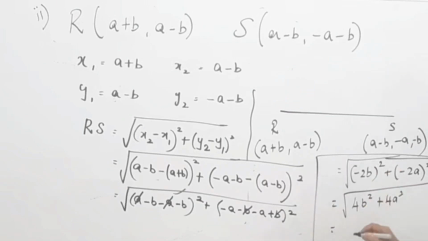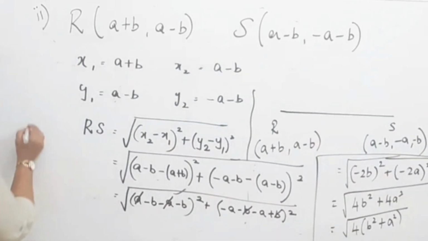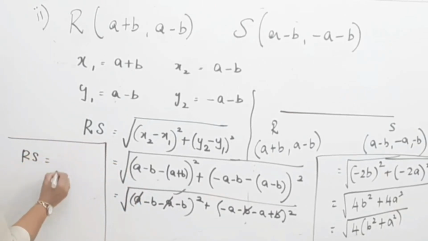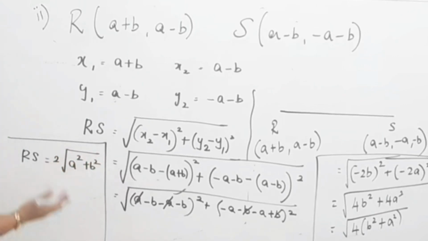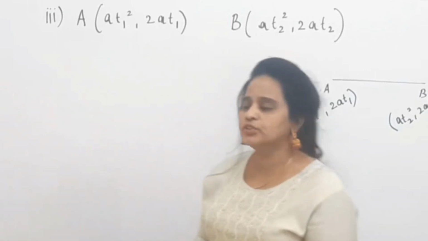Now 4 is common. Please take it out: 4 into (b square plus a square). So now we know the square root of 4 is 2. So I would have my equation, which is RS is equal to 2 into square root of, I write it in the best order, that is a square plus b square. So you would get your answer RS is equal to 2 into square root of a square plus b square. This is your answer. Now we move on to the third question.